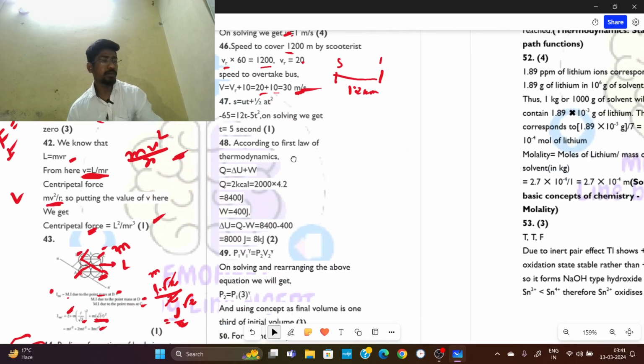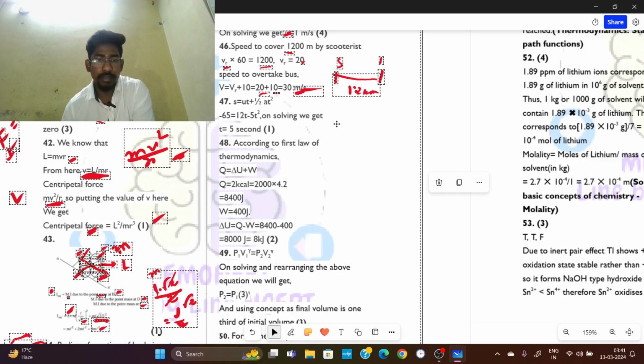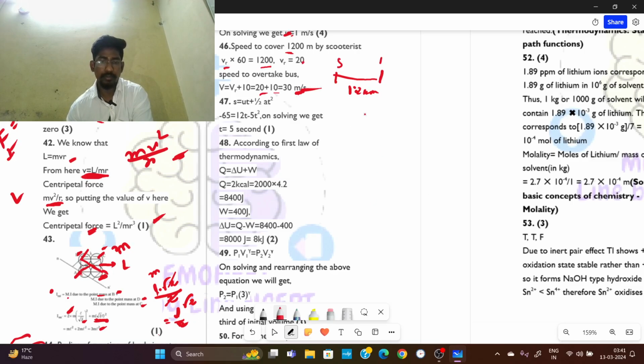The 47th question. A balloon is moving upwards with a velocity of 12 meter per second, that means the initial velocity is 12 meter per second. A packet is released at a height of 65 meter. This is the balloon, and the packet is released at a height of 65 meter.